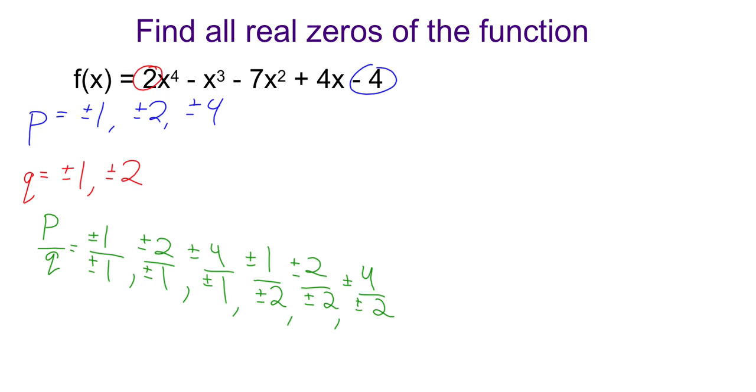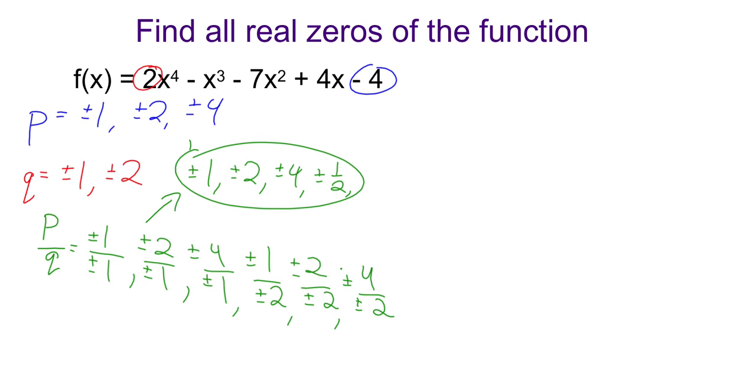So the possibilities are plus or minus 1. 2 divided by 1 is plus or minus 2. 4 divided by 1 is plus or minus 4. 1 divided by 2 is plus or minus 1/2. Then 2 divided by 2 is 1, which I already have, so I don't have to write it again. 4 divided by 2 is 2. So these are the possibilities.